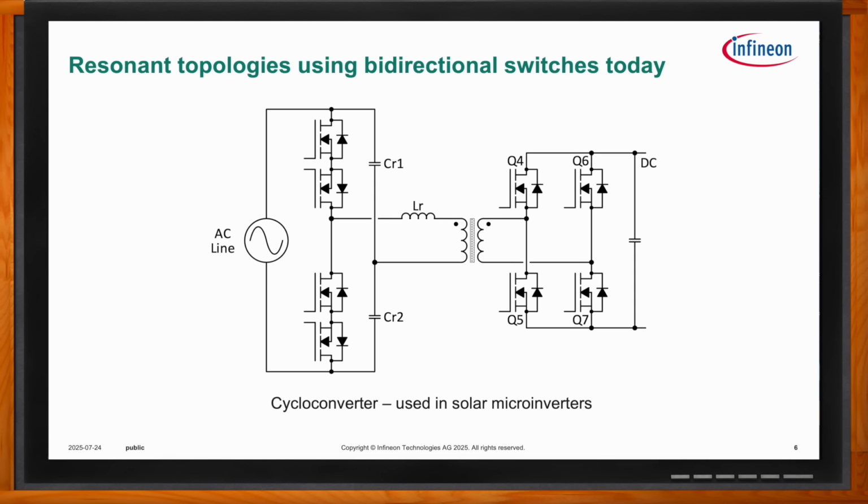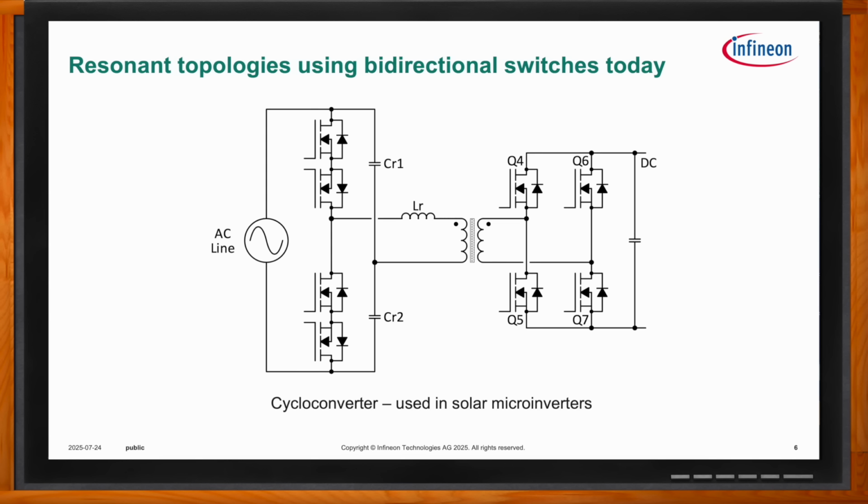There's nothing else going on. There are other topologies like this resonant cycloconverter. This is commonly used today in solar microinverters. You might have seen there was a paper this year at PCIM Europe presented by Enphase Energy that presented exactly this topology. It is also capable of bidirectional power flow.